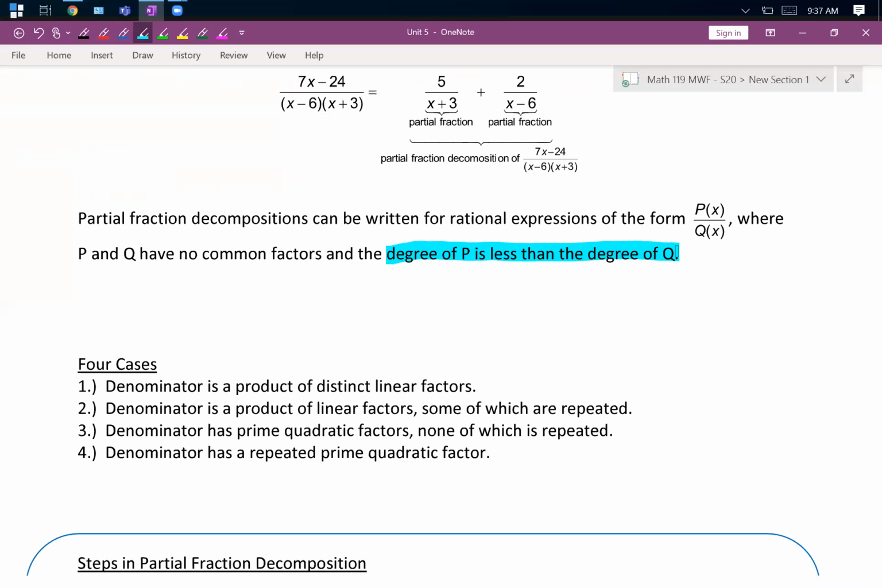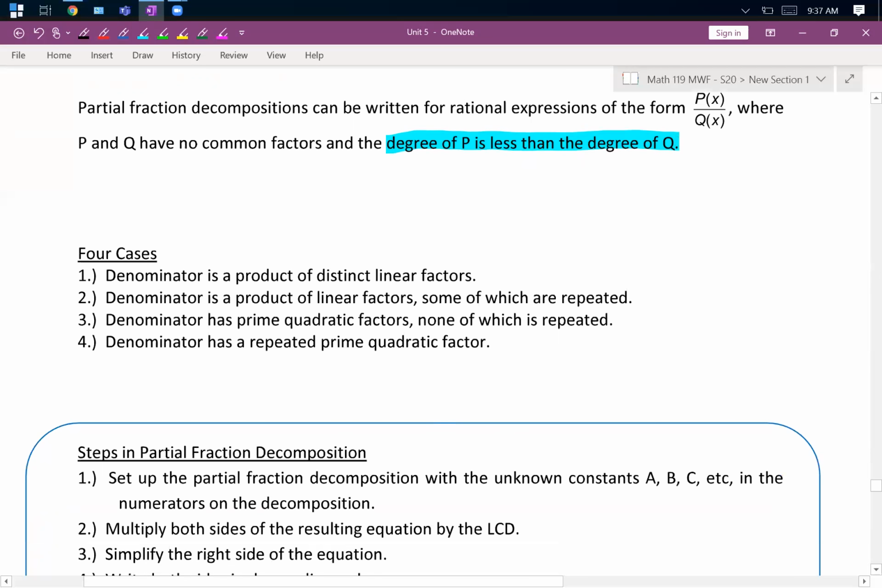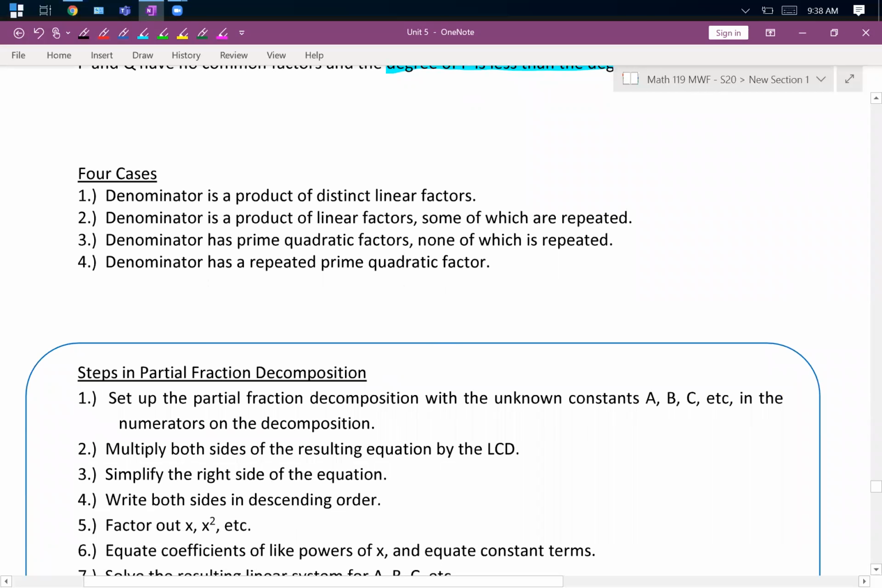So there are 4 different cases. I'm going to do 4 different examples. Our 4 different cases: first, the denominator is a product of distinct linear factors. Second, the denominator is a product of linear factors, but some of them might repeat. Third, our denominator has prime quadratic factors, none of which repeat. And our last case is if our denominator has repeating prime quadratic factors.